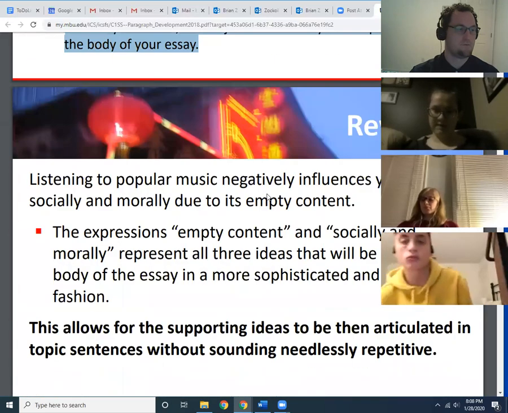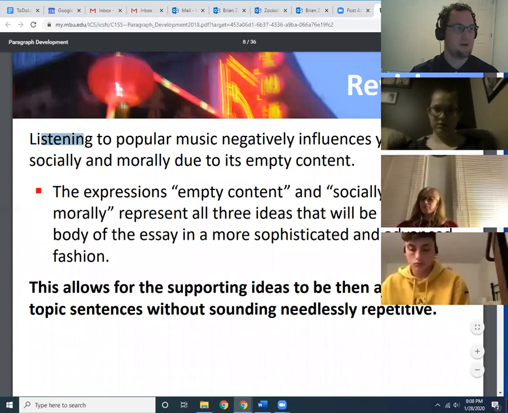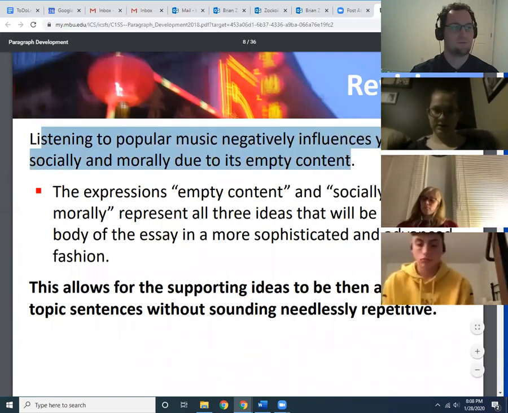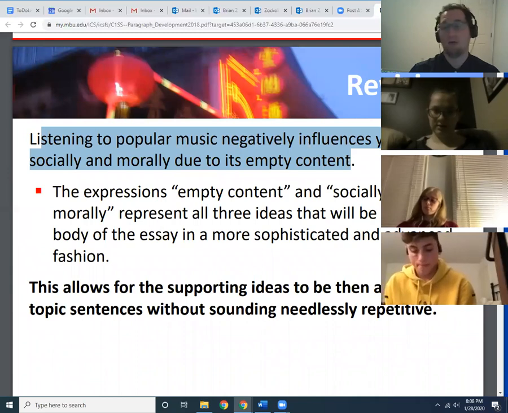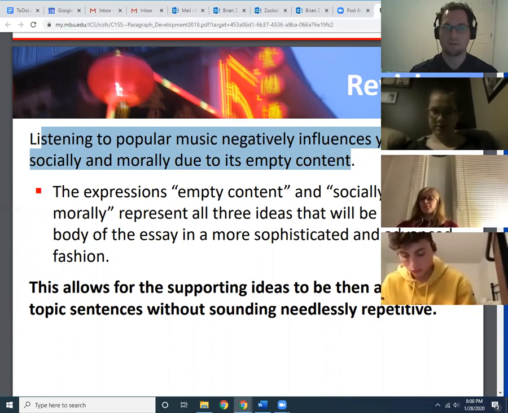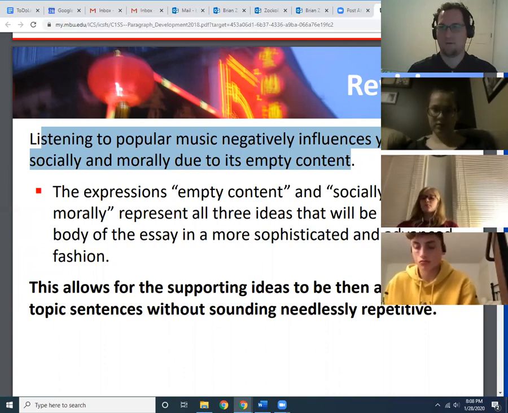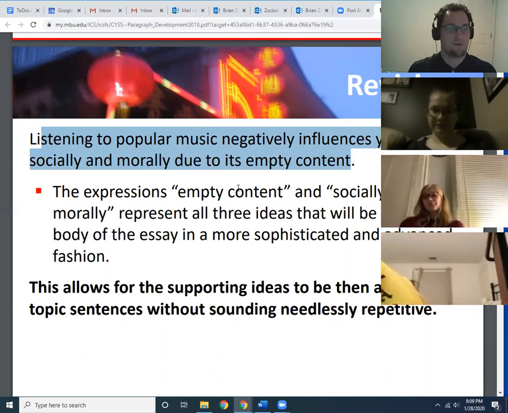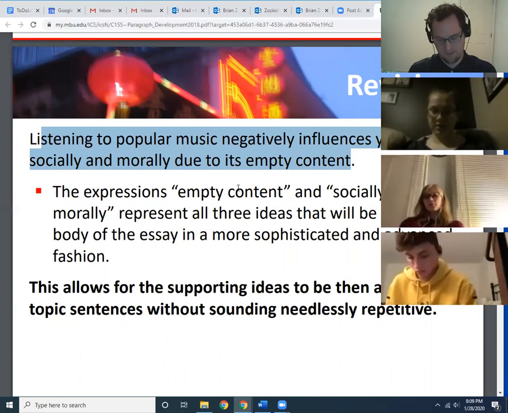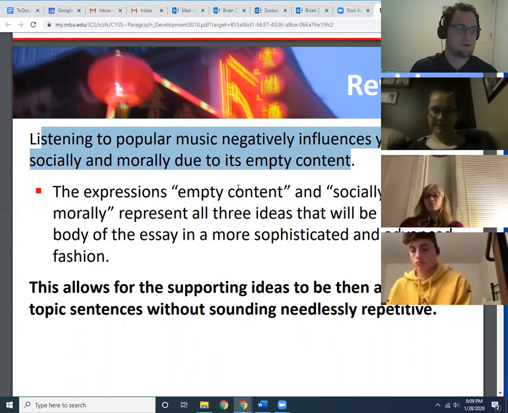All right, so revised, it should be instead, listening to popular music negatively influences young people socially and morally due to its empty content. And I would be okay if it ended at listening to popular music negatively influences young people. That would be fine by itself. You don't need to go further than that, because the whole socially and morally, that's going to be some of your supports. Now, as you're winnowing, as you're honing, as you're bringing your statement down, it would be appropriate for you to perhaps give a little bit more specificity through, as it says, socially and morally. But those are still very general. Those are not very specific.